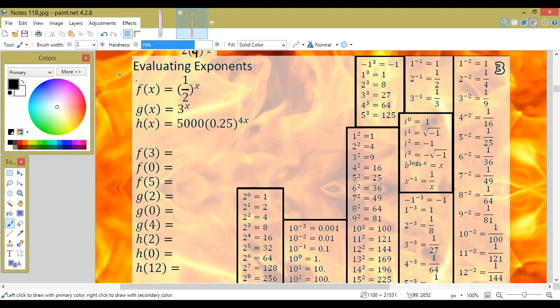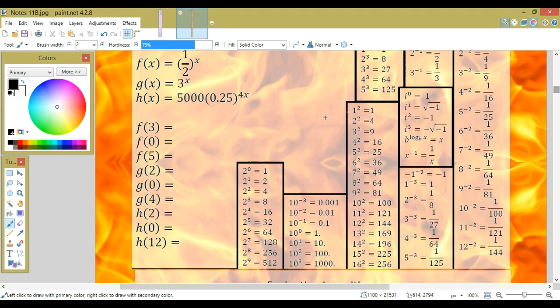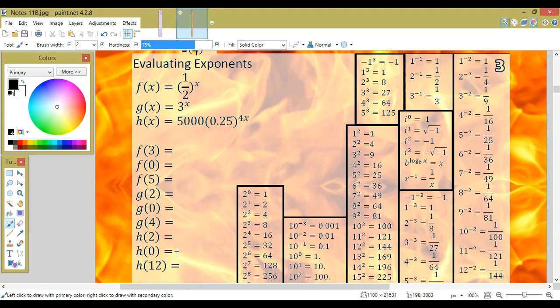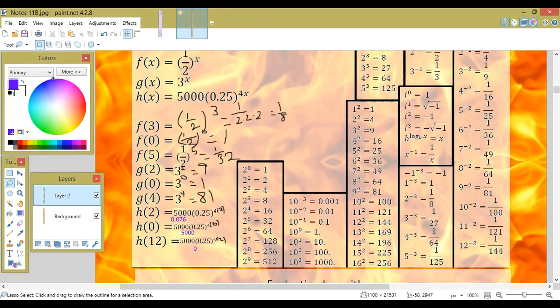On page 3, we're going to be doing evaluate exponents. So this is another calculator exercise. Pause the video, see if you can do these. Unpause it and see if they're correct. Here's what you should get approximately for each of these.